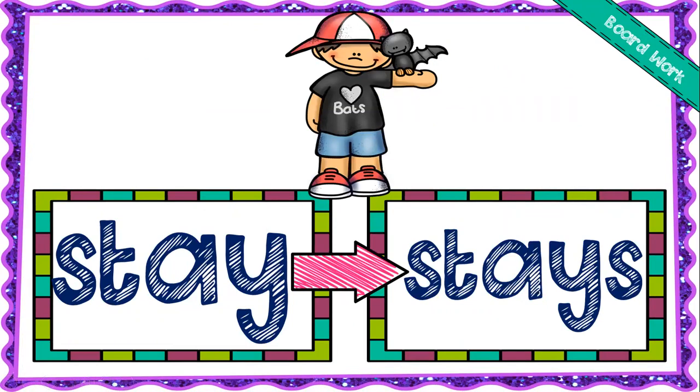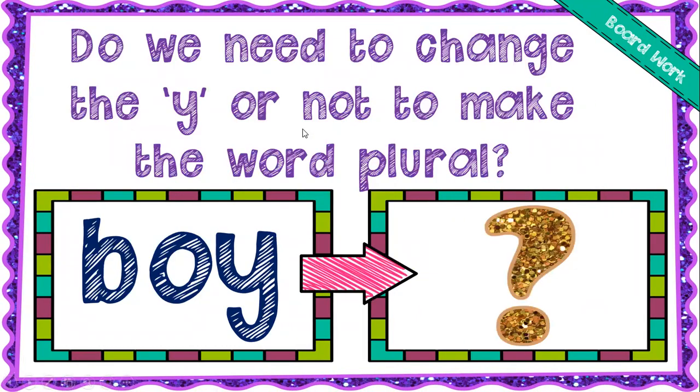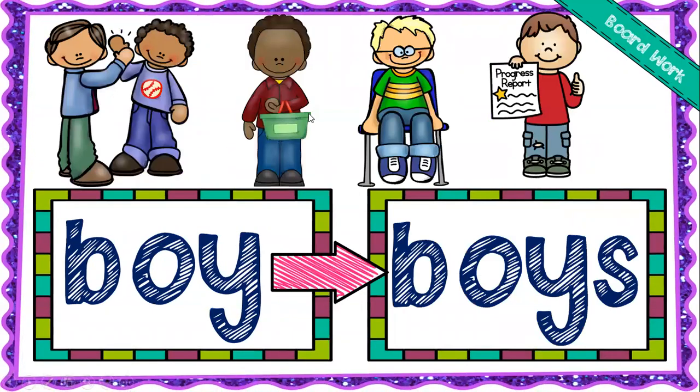Stay becomes stays because there is a vowel before the Y. Do you need to change the Y or not to make the word plural? In boy, you have vowel Y, so you don't drop the Y, you just add an S.